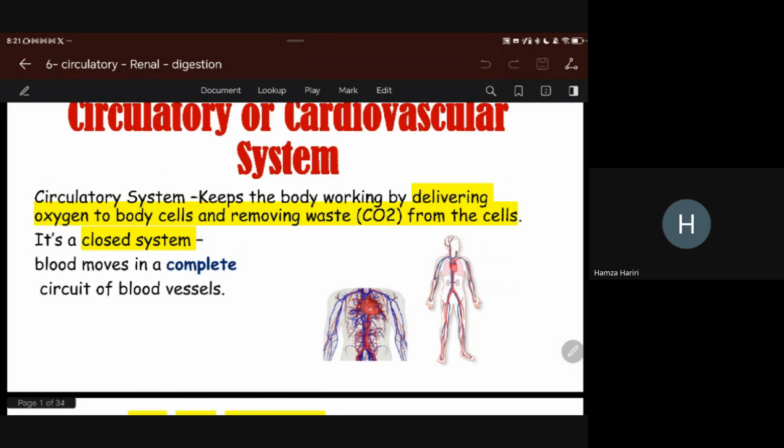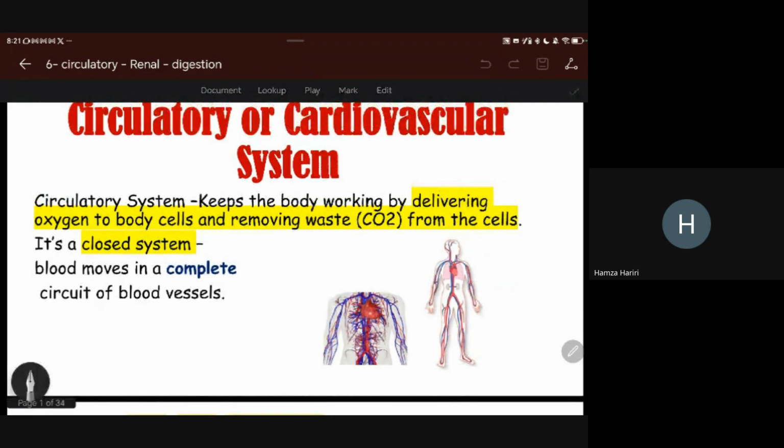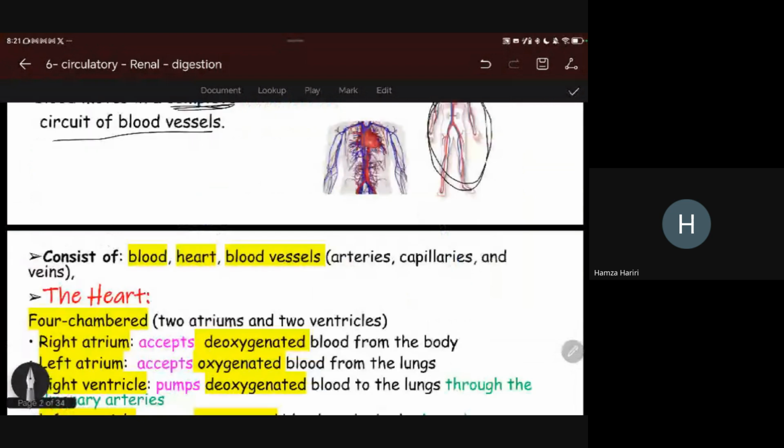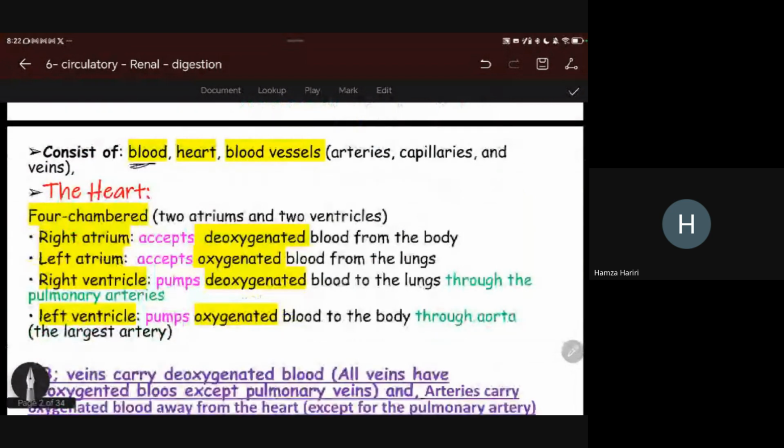So the circulatory system keeps the body working by delivering oxygen to the body cells and removing wastes like carbon dioxide from the cells. It is a closed system. What does a closed system mean? It means that the blood moves all around without moving outside. Blood moves in a complete circuit of blood vessels. This system consists of what? It consists of organs. So what are these organs? We have the blood, the heart, and blood vessels. And we have different types of blood vessels that we're going to learn about, like arteries, capillaries, and veins.